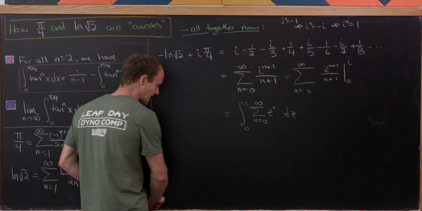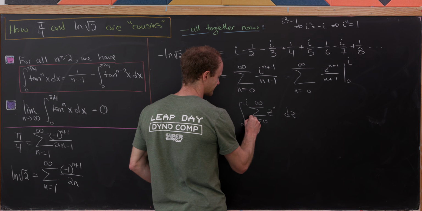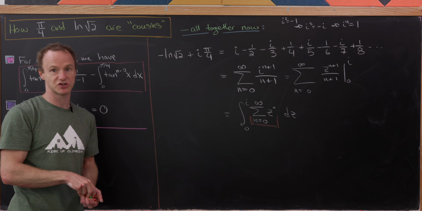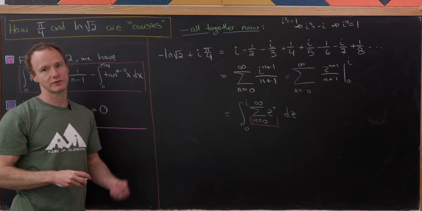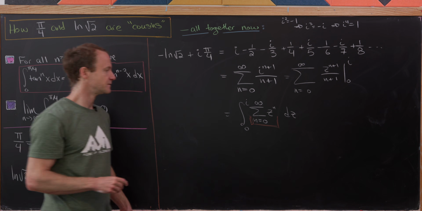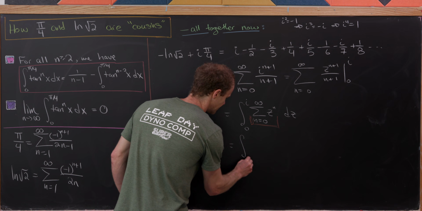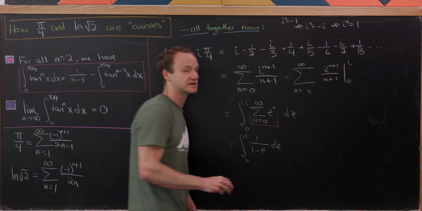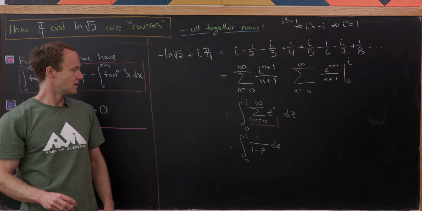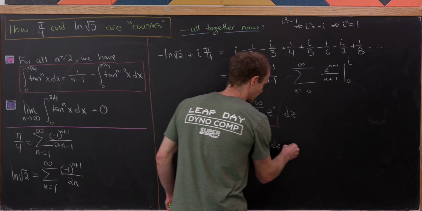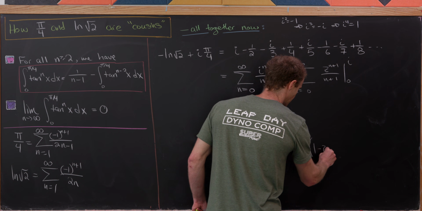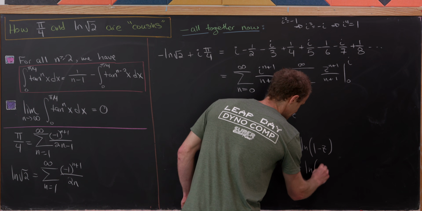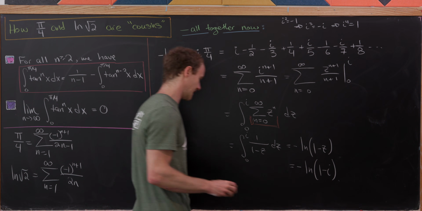Oh, but check it out right here. This sum as n goes from 0 to infinity of z to the n is in fact a geometric series where the common ratio is equal to z. So, well, we can rewrite this as the integral from 0 to i of 1 over 1 minus z. That's using the geometric series summation formula. But then that has a fairly straightforward antiderivative, minus natural log of 1 minus z. But then plugging in i, we get minus natural log of 1 minus i.